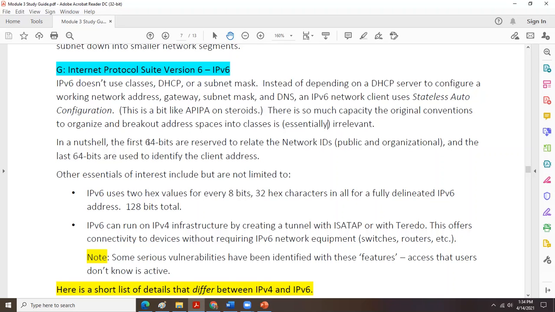The first 64 bits are reserved to relate the network IDs. So the first thing you want to understand about IPv6 is that anything that has to do with the first 64 bits of an address, that's the network ID. That's a huge range of ones and zeros. And then the last 64 bits are used to identify the address clients.